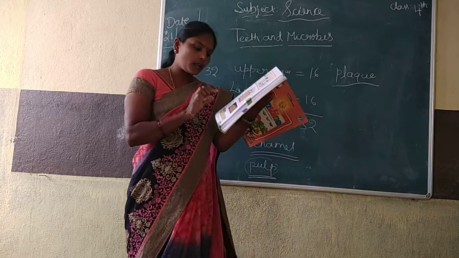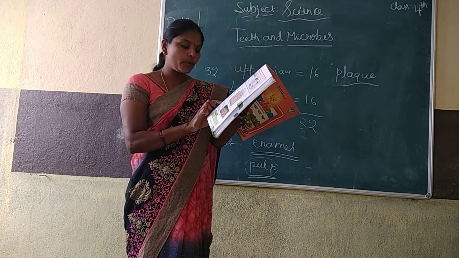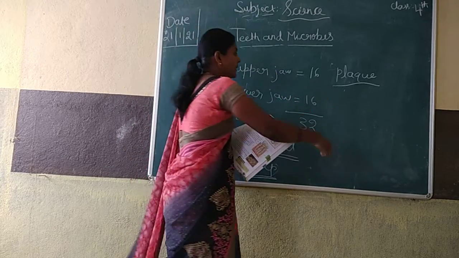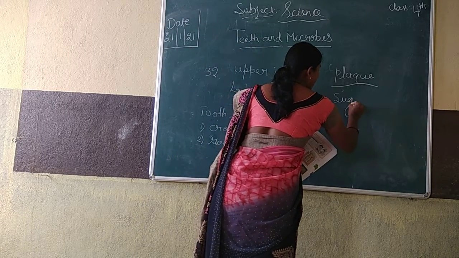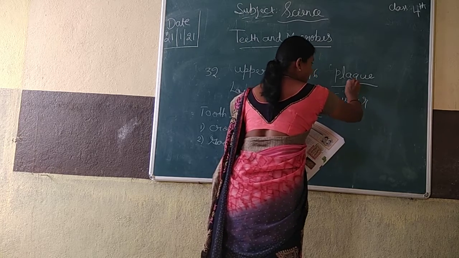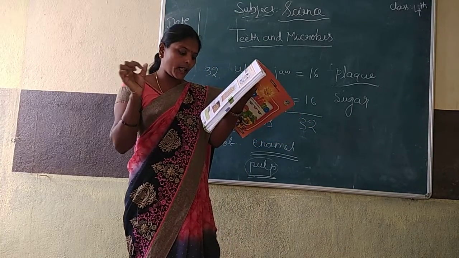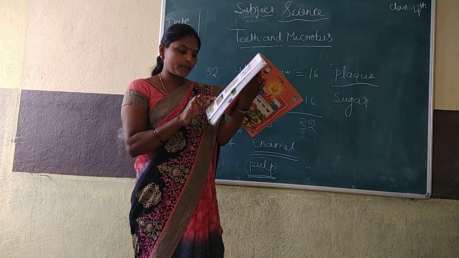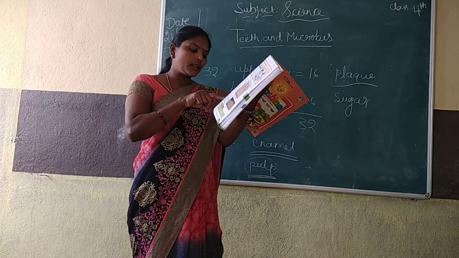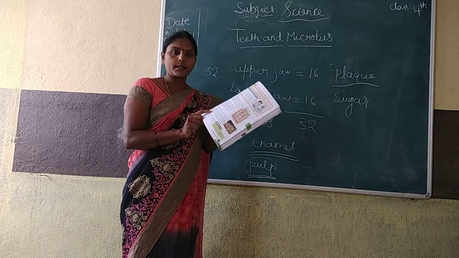Our body's teeth start decaying. Plaque reacts with the sugar present in our food. We are taking food now, and in that food, sugar is present. Plaque reacts with sugar, and acid forms. That acid affects the tooth. So tooth decay forms at last.